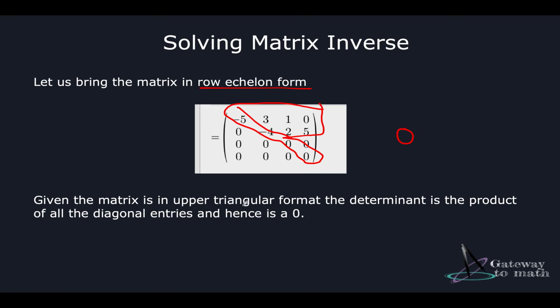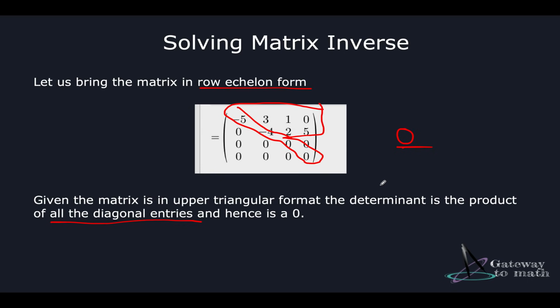So given the matrix is in upper triangular format, the determinant is the product of all the diagonal entries. Keep in mind, important point. So when the row echelon form of a matrix is in a triangular form, either it can be upper or lower, the determinant is actually the product of all the entries in the diagonal. Okay, so these are the entries in the diagonal and the determinant is the product, and in this case it's a 0. And since it's a 0, this matrix does not have an inverse.